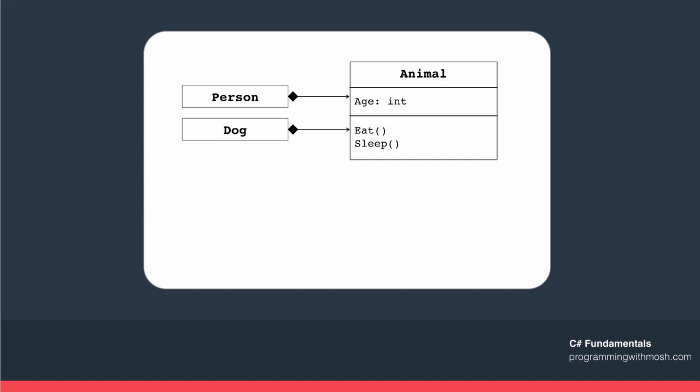Okay, back to our example. Let's say we forgot to give the person and dog the ability to walk. Now, how can we model that using composition?